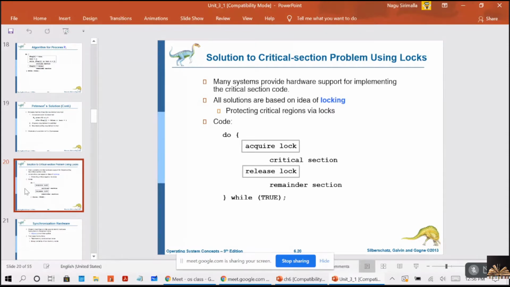How can this be solved? It can be solved by using hardware support, right? Many systems provide hardware support for implementing the critical section code. These solutions are based on the idea of locking, right? Instead of disabling the interrupts, we use simple locking. So we'll use some locks. First acquire the lock on the critical section.